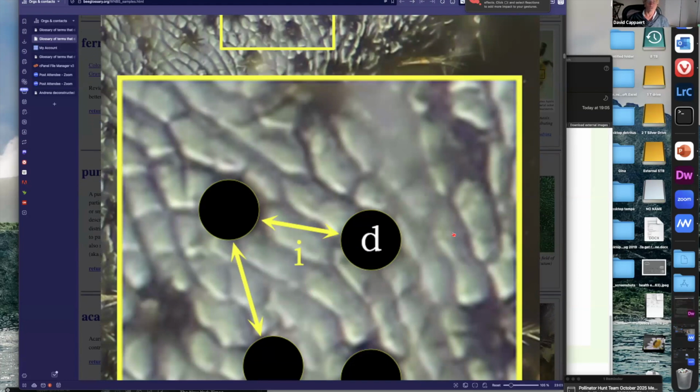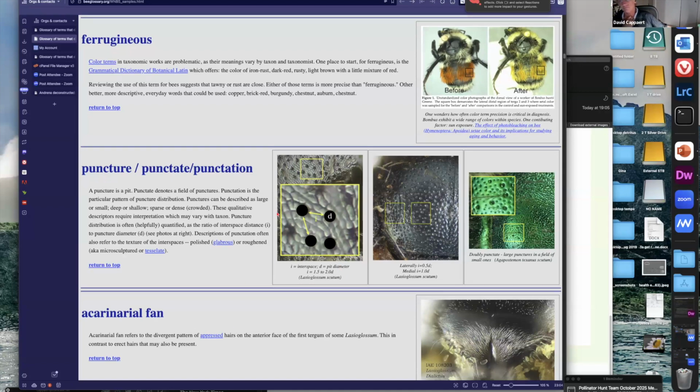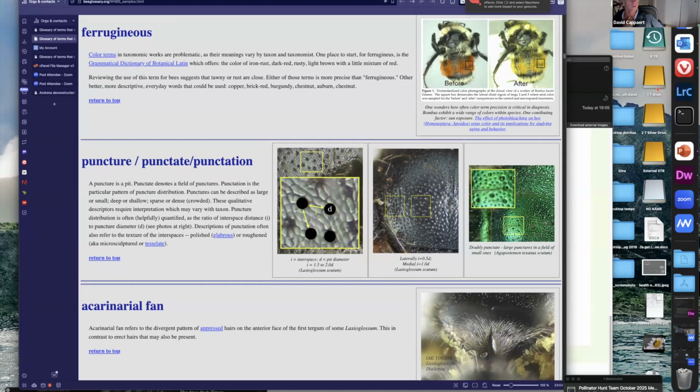So you get an I over D value. In this little example, I figured that the interspace difference is about 1.5 to 2 diameters. It's getting a little wonky, but I feel like, at least for me, it's very helpful to have someone say, okay, how are they describing it and what does it look like? And I could add more examples of this to try to make it more clear. But anyway, there's that kind of thing.